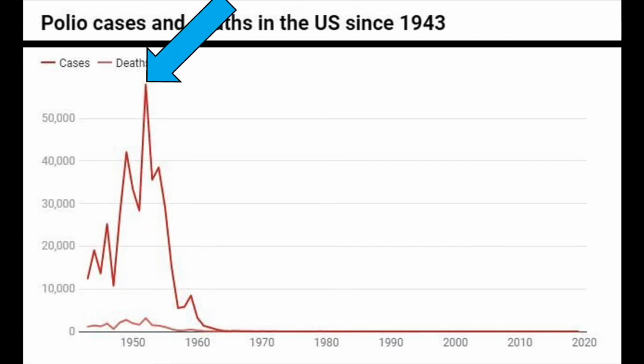The polio vaccine was introduced to the United States in 1955. And between 1955 and the mid-1960s, polio was eradicated in the United States of America.